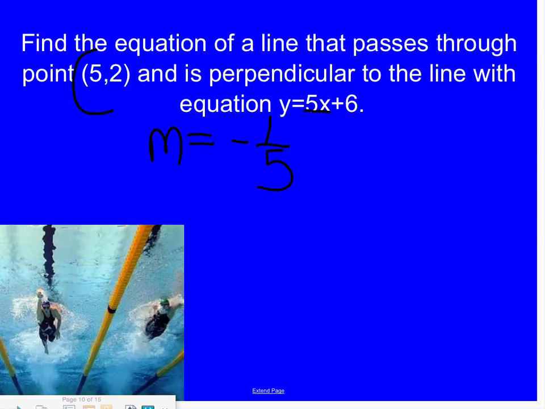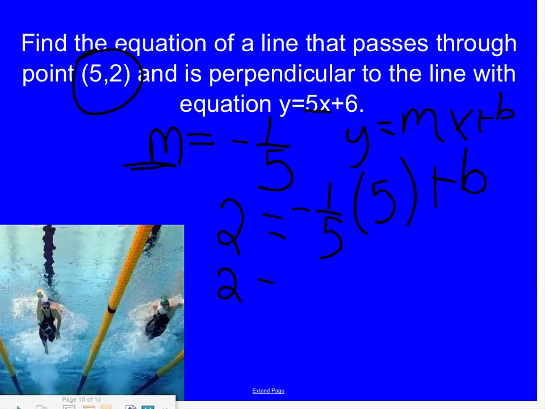And then again, we take this point here and our slope, and we plug it into y equals mx plus b. So 2 equals -1/5 times 5 plus b. 2 equals negative 1 plus b. So b equals 3. So our final equation is y equals negative 1/5 x plus 3.